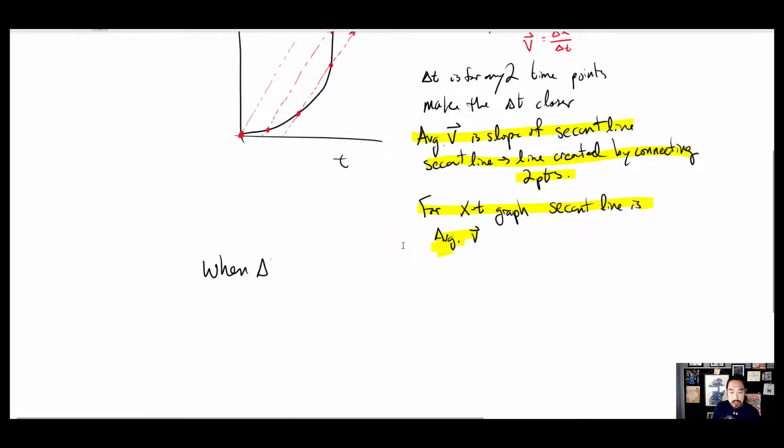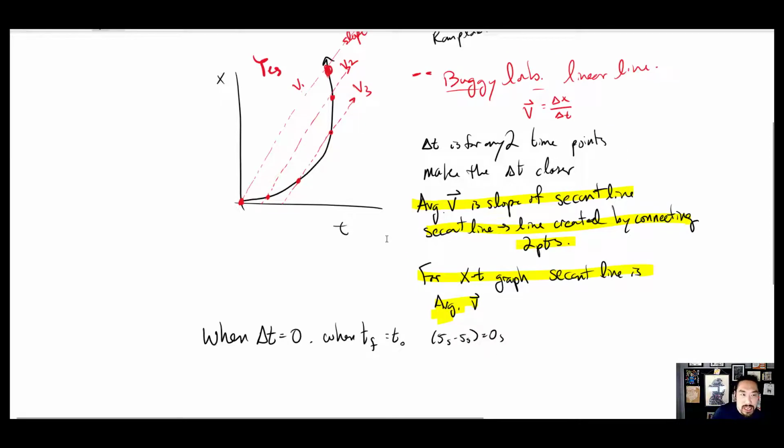When delta t is basically 0, meaning that your final time and your initial time are the same time. So when t final is equal to t initial, so let's say like 5 seconds minus 5 seconds, right? So let's put that in parentheses. 5 seconds minus 5 seconds equals 0 seconds. So when our delta t is 0, what do we have? What that looks like for us is a single point right there. So that's our quote unquote 5 second point, and we can draw a line for just that point, like so.